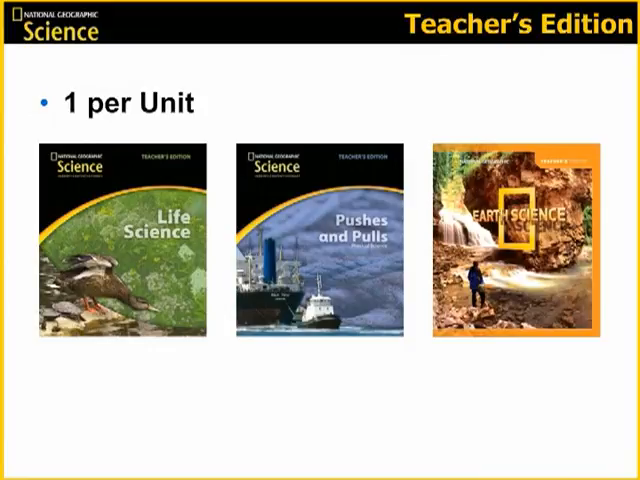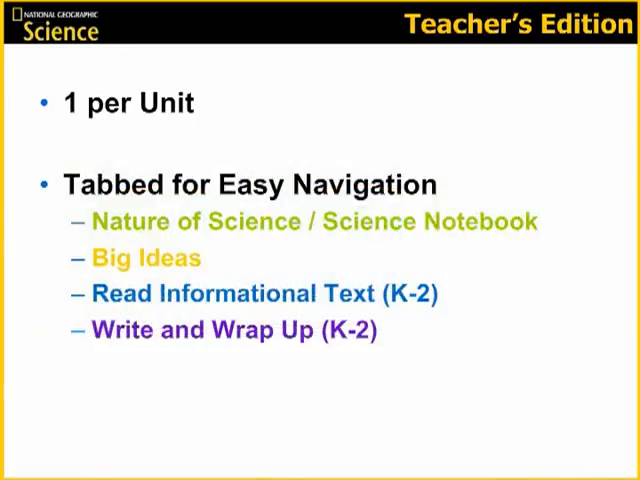Now, one component that is the same at all levels is the Teacher's Editions, and at every level you will have one Teacher's Edition per unit. When you open the front cover of the Teacher's Edition, you will see some colored tabs. The first two tabs are the same at every level: Nature of Science, Science Notebooks, then Big Ideas. But in the K-2 Teacher's Editions, you have two additional tabs: Read Informational Text and Write and Wrap Up. Don't worry, if you teach grades 3 through 5, you will still be covering these two skills. It's just built right into the Big Ideas instruction.